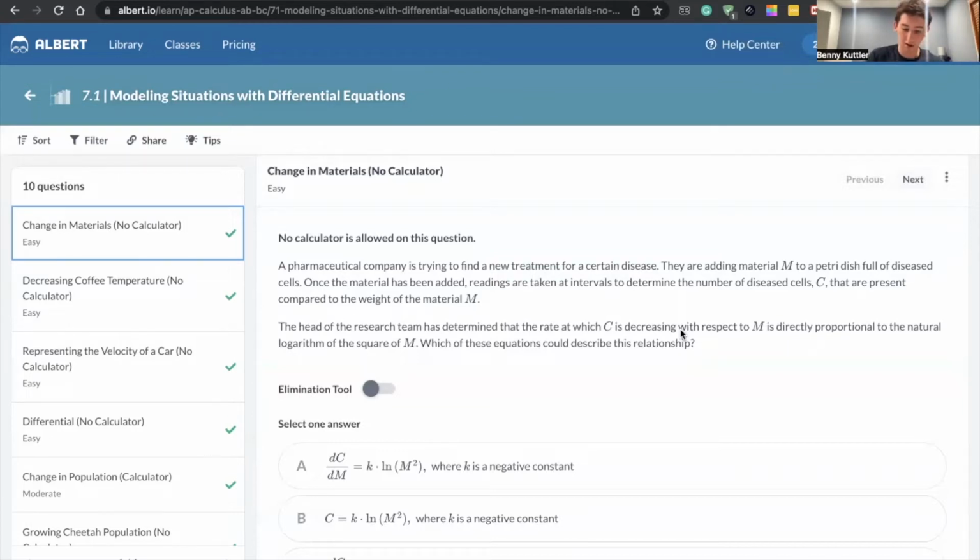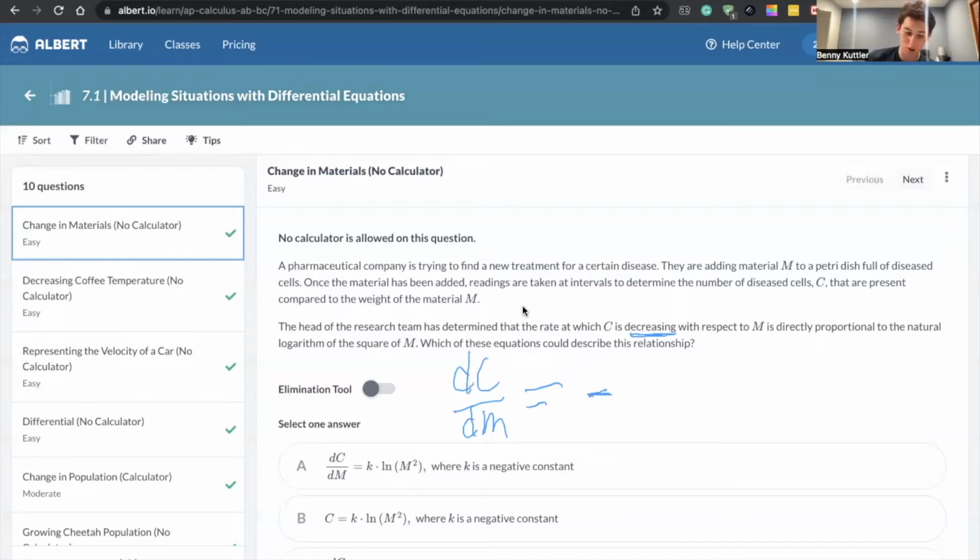So we can write out the rate at which C is decreasing with respect to M. So this is the rate of change of C with respect to M, so how C, which is the number of diseased cells, is changing with respect to the weight. It says here that it's decreasing with respect to M, so we're going to put a negative sign to show that the number of cells is decreasing. So the rate should be negative.